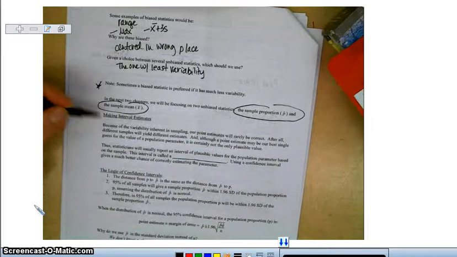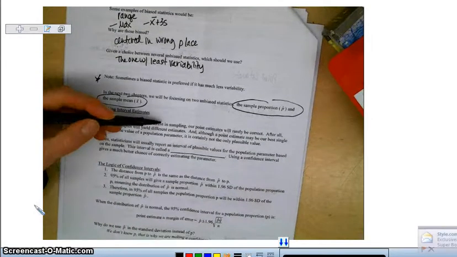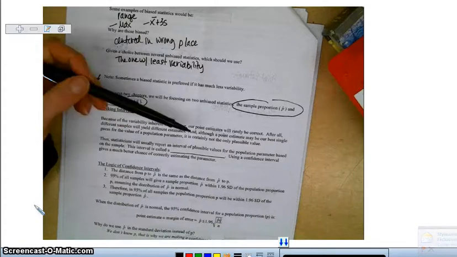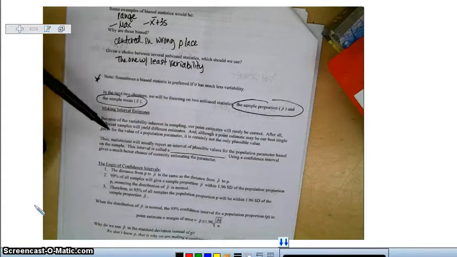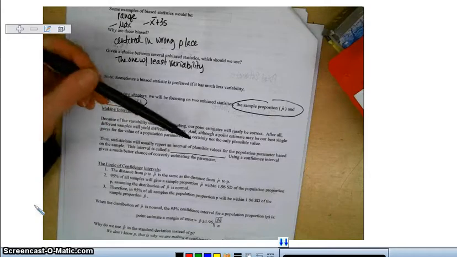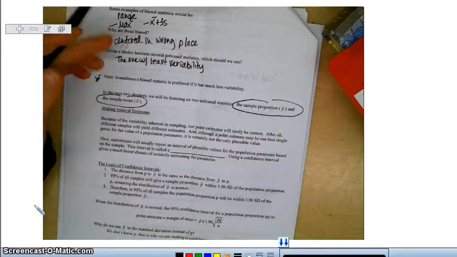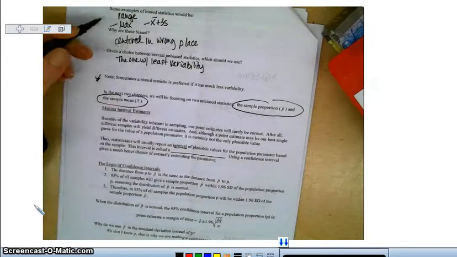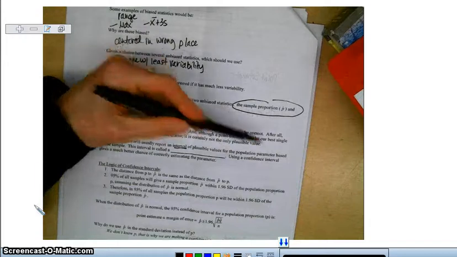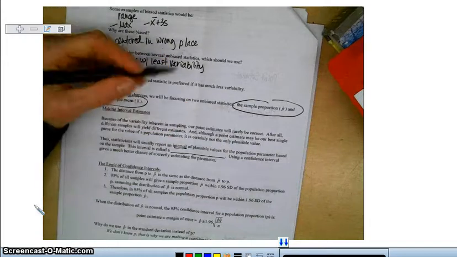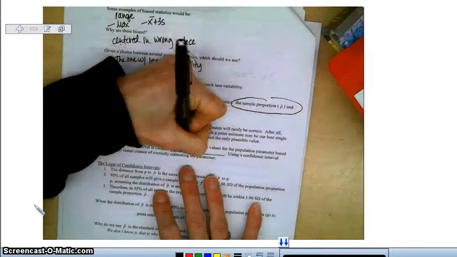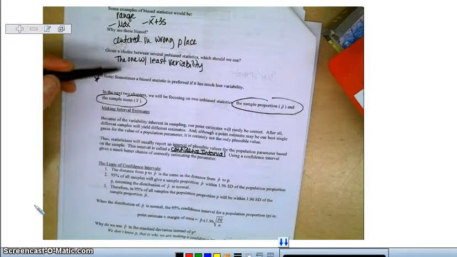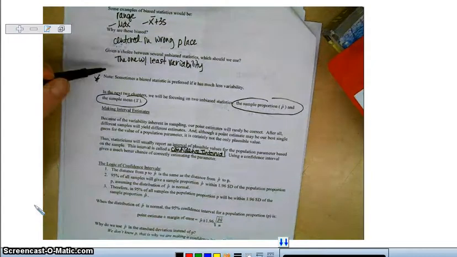So, making interval estimates. Because of the variability inherent in sampling, our point estimates will rarely be correct. After all, different samples will yield different estimates. Although a point estimate may be our best single guess for the value of a population parameter, it is certainly not the only possible value. Thus, the statistician will usually report an interval of plausible values, where your point estimate is the center, for the population parameter based on the sample. This interval is called a confidence interval. Using a confidence interval gives a much better chance of correctly estimating the parameter.